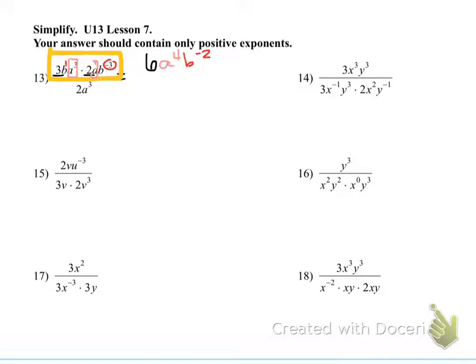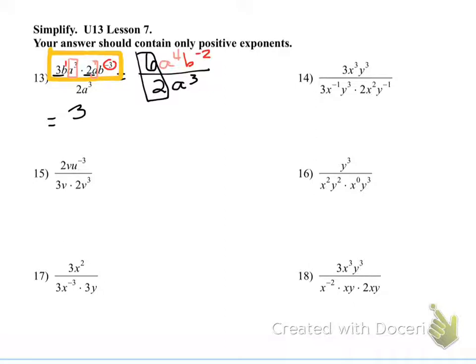Now I'm going to go ahead and bring in my denominator. Notice there's nothing to simplify in my denominator, so I'm just going to write 2a cubed. Now we can go ahead and simplify using our quotient rule. Remember, take the big numbers and treat them as normal. In this one I've got 6 divided by 2, which gives me 3.